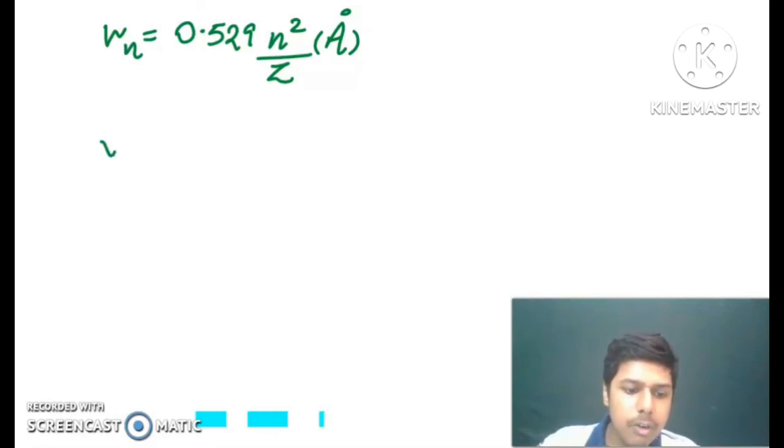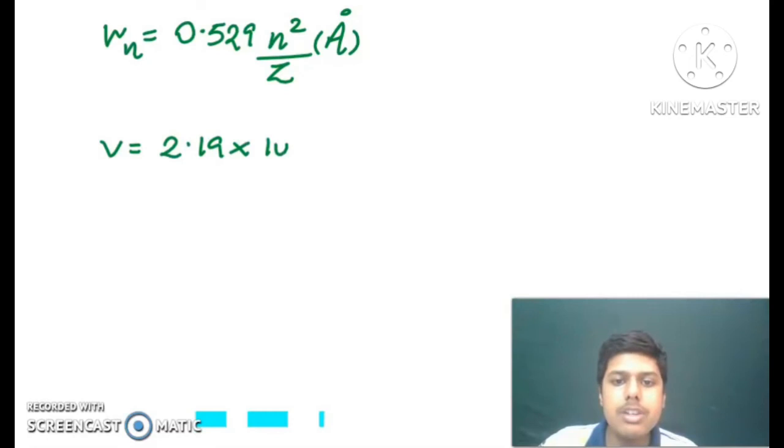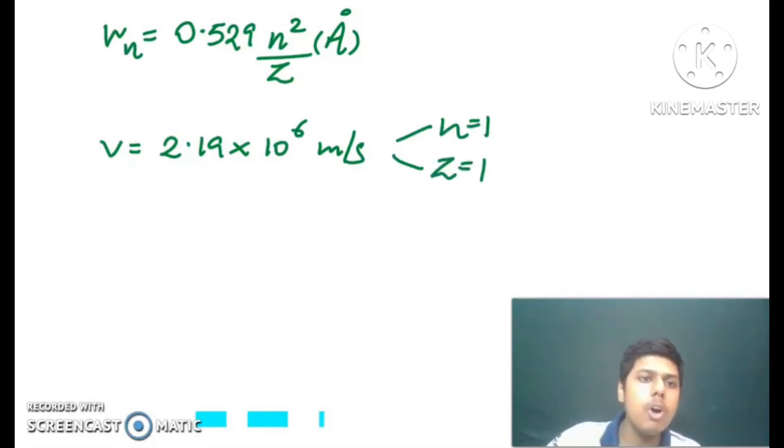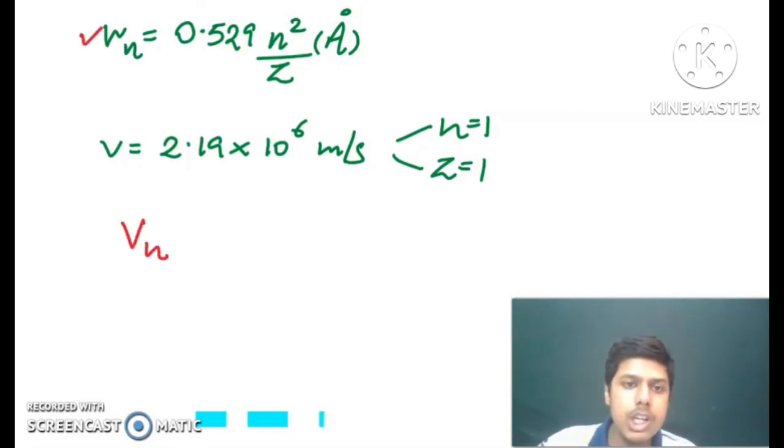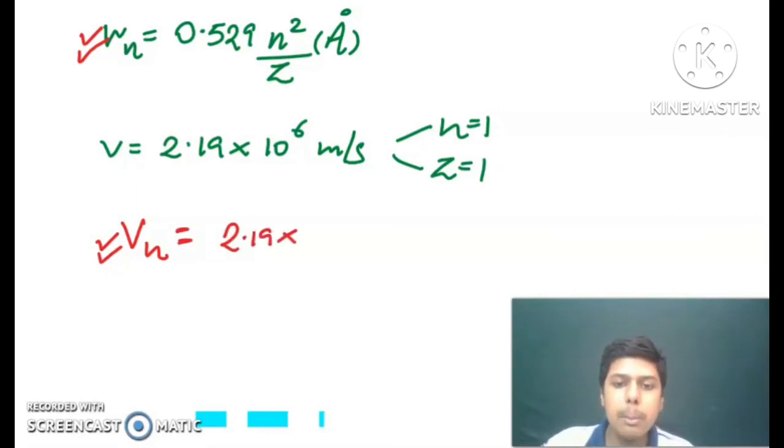Now we can write the formula similarly for velocity, that is 2.19 into 10 to the power 6 meter per second when the value of n is equal to 1 and also the value of z is equal to 1. Now let me also write the general formula of velocity. The general formula of radius was this one. The general formula of velocity is this. Velocity in the nth orbit is equivalent to 2.19 into 10 to the power 6 z by n meter per second.